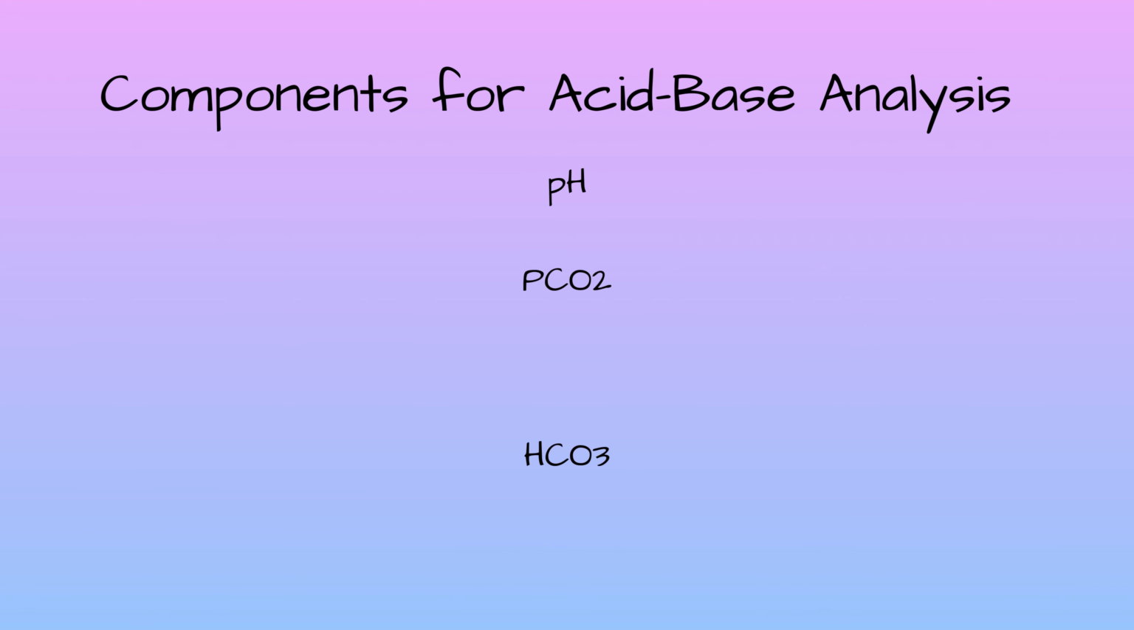To reiterate, the pH tells us the actual state of acidity or alkalinity of the blood. The normal range is 7.35 to 7.45. A value below 7.35 indicates the patient is acidemic. A value above 7.45 indicates the patient is alkalemic.